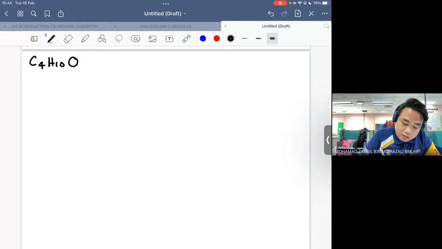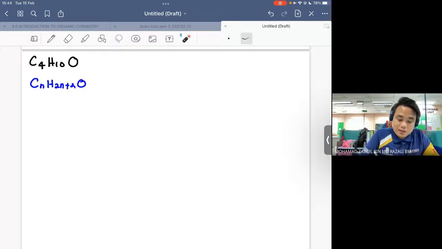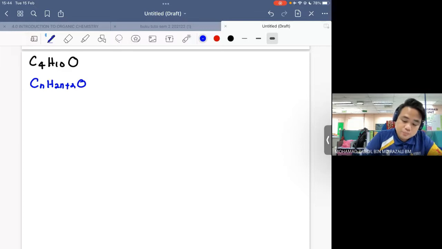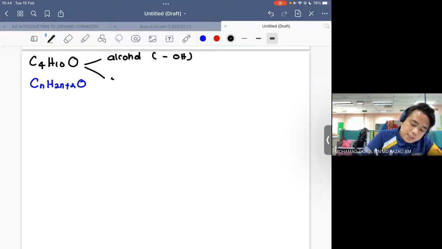So kalau awak tengok dia satisfy the general formula of CnH2n+2O. When n is 4, 2n+2 is 10 kan? So dia satisfy general formula CnH2n+2O. So kalau ini awak nampak general formula of CnH2n+2O, dia boleh jadi dua. Dia boleh jadi alkohol, which is hydroxyl, ataupun dia boleh jadi ether, C alkoxy.